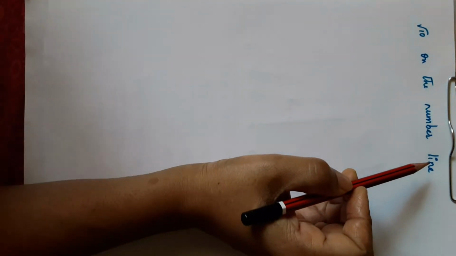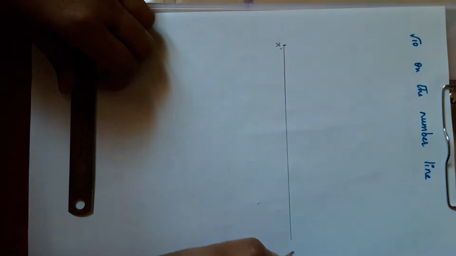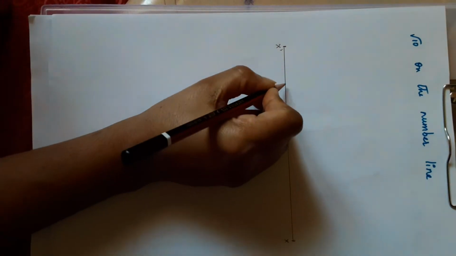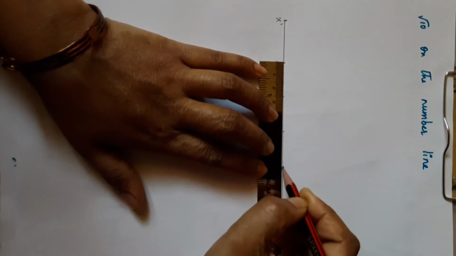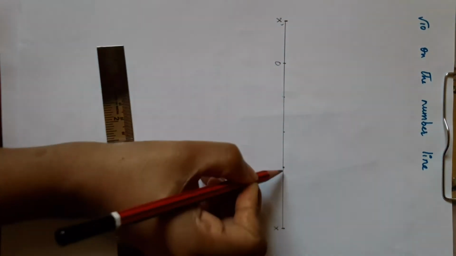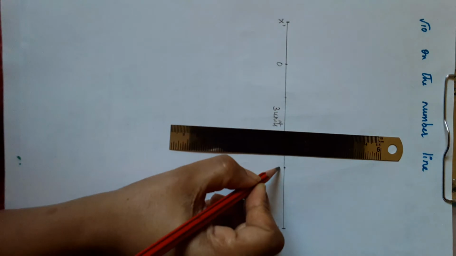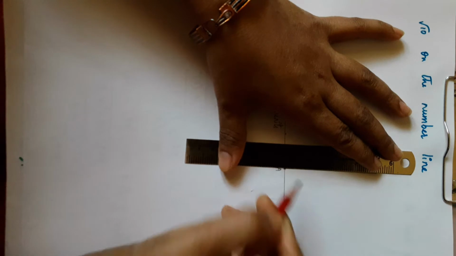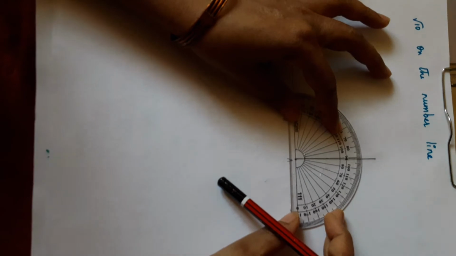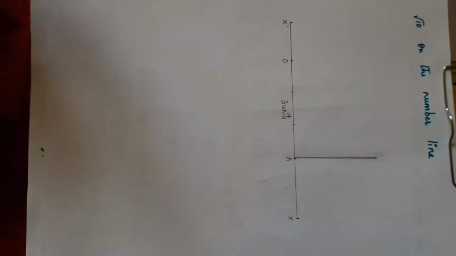Root 10 on the number line. Draw a line x bar x and mark a point O on the line x bar x. Take 3 units measurement. First unit, second unit, third unit. And name it as A. Draw a perpendicular line from A. This perpendicular line should be exactly 90 degrees. You can draw with the help of a protractor, otherwise you may go wrong.